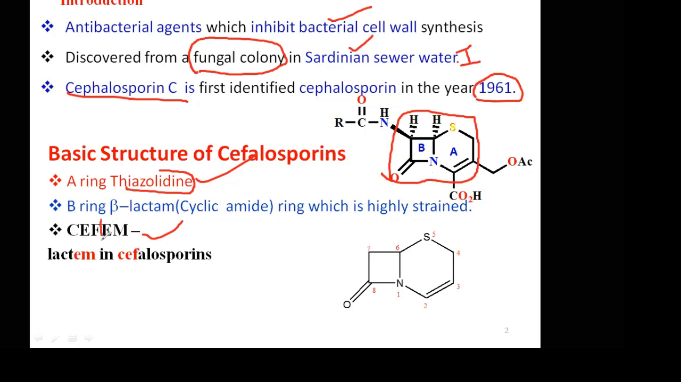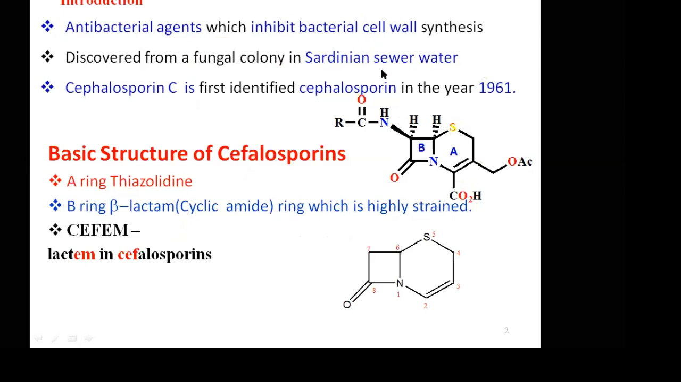If you divide this name, so lactam, it was penem. So lactam in penicillins. Now lactam in cephalosporins. It was penem in penicillins. Penem, PN is for penicillins. Now here in cephalosporins, it is called cephem. So it is lactam in cephalosporins. So this is the introduction. Now next, see.